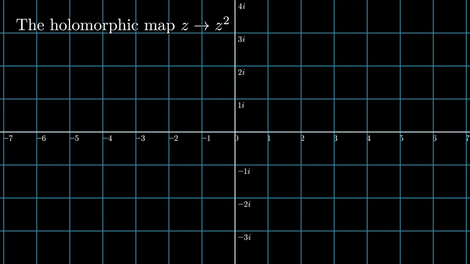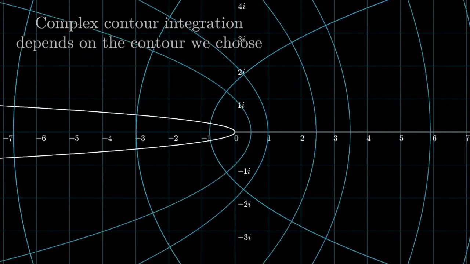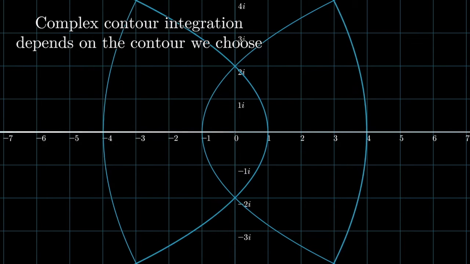Let's take a look at the holomorphic function mapping the complex number z to another complex number, z squared. The moving blue lines show how each point in the complex grid maps to a different point under this transform. The important thing to note here is that there is no well-defined path between two complex numbers.